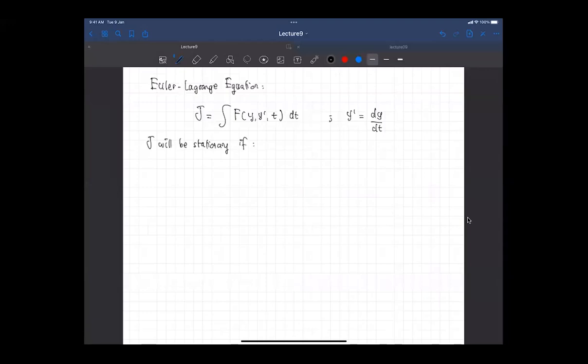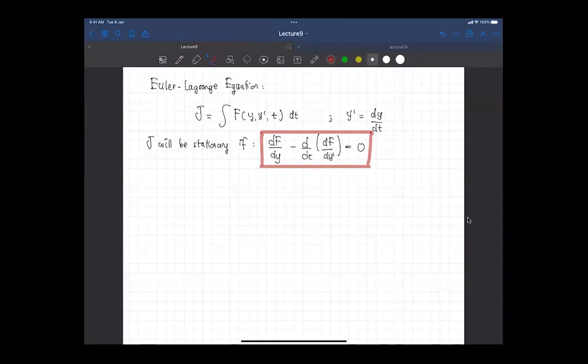If so, this is, I don't want to prove this, but this is already proposed by Lagrange: df/dy minus d/dt of df/dy' equals 0. So this is actually the solution. And we will use this equation to solve the optical flow problem.